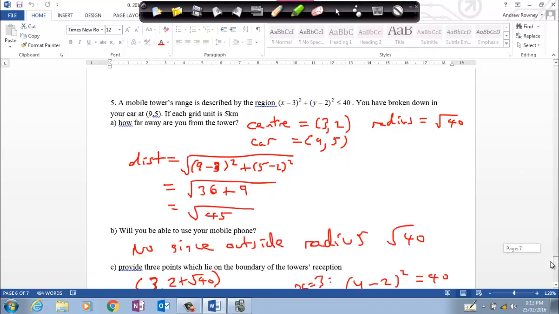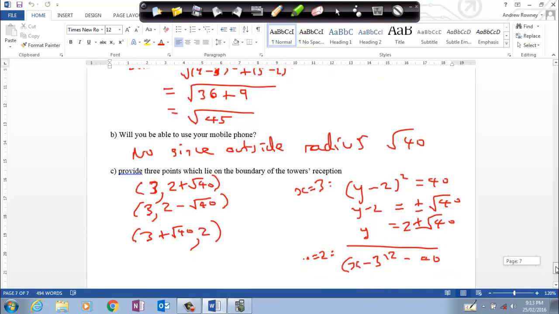Okay, and 5, we have a mobile tower. To read the centre, you just read off 3, 2, and your car is at 9, 5. So the distance, using the distance formula, is root 45. Now the radius is root 40, so since the distance is bigger, it's sitting outside the circle. Will you be able to use your mobile phone? No, because you'll be outside it.